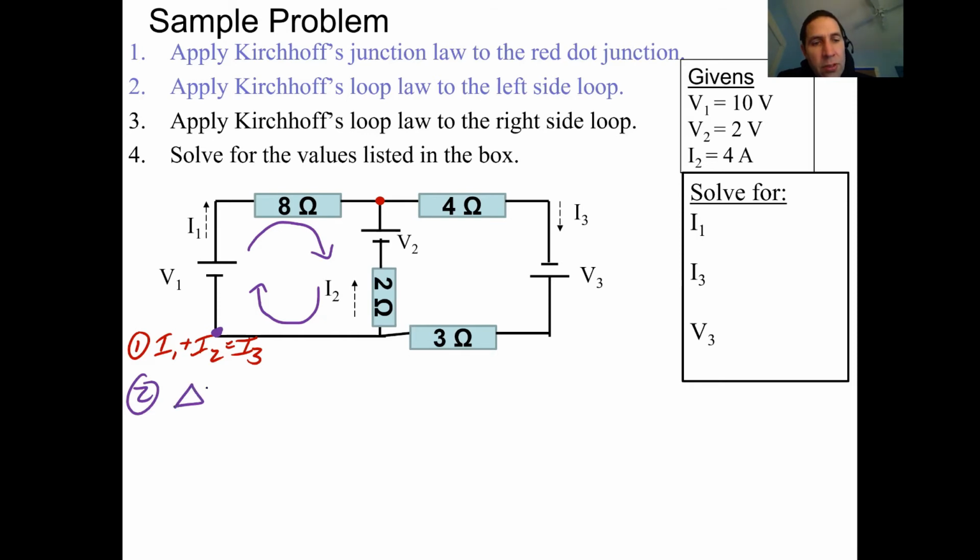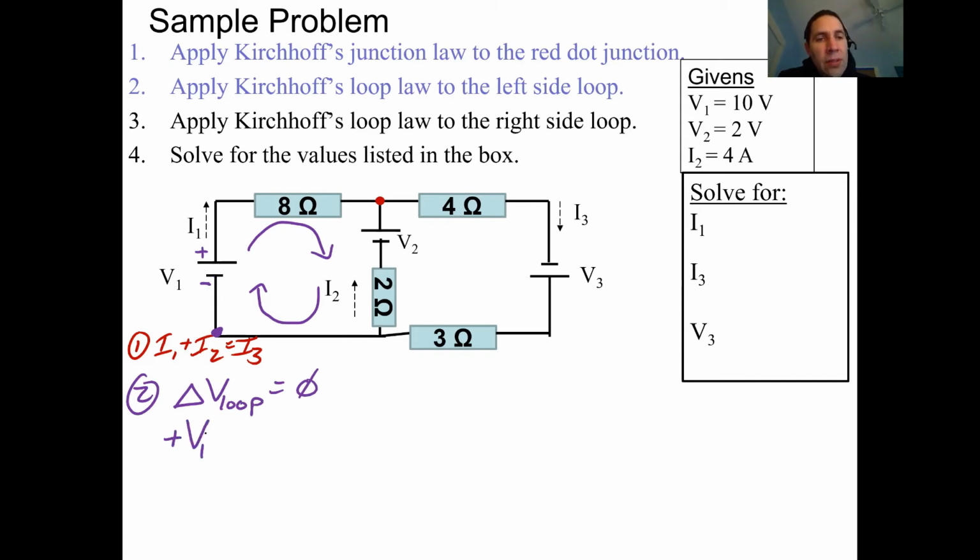Remember, the potential difference across the entire loop has to equal 0, or the sum of the potential differences across each of the circuit elements. The first thing I encounter when I start moving clockwise is the negative terminal of this battery, and I'm going from negative to positive. That is a voltage increase. That would be a positive V1.